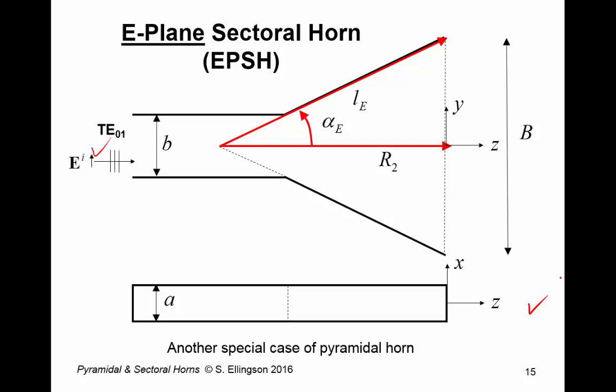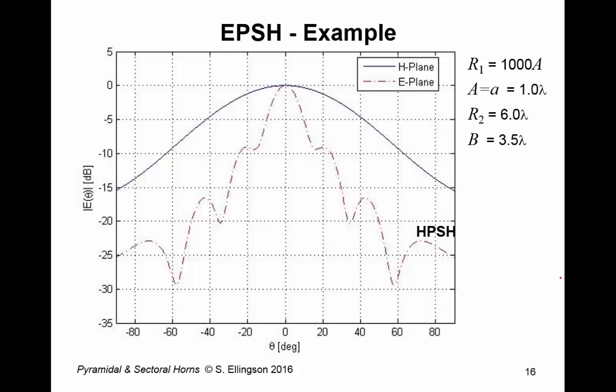We apply TE01 mode exactly the same way as we did before. Here's the expression. It's the same expression for the excitation. And so we have everything we need to calculate a pattern. We simply use the pyramidal horn expressions. And in this case, we'll let R1 be very, very large compared to A. That makes this a very, very close approximation to an ideal E-plane sectoral horn.